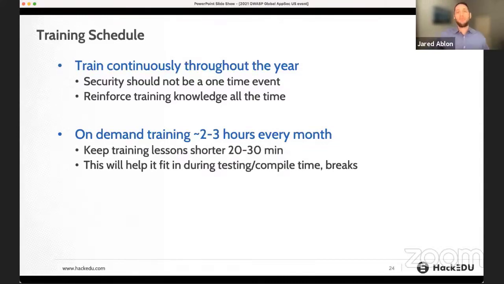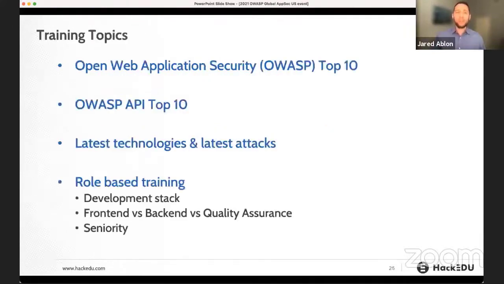Learning science principles say that learning should be continuous throughout the year and that knowledge should continually reinforce itself. So we recommend training every single month for 2 to 3 hours and breaking up the training into 20 to 30-minute chunks. That will help developers fit it in during compile time, during downtime, during testing, or when they just need a break from looking at code. It really doesn't take away from the product roadmap. So this is a way where security can work with engineering such that it works for both organizations. So, training topics.